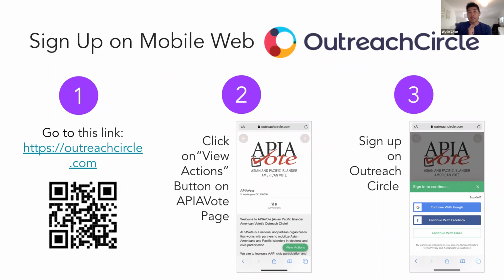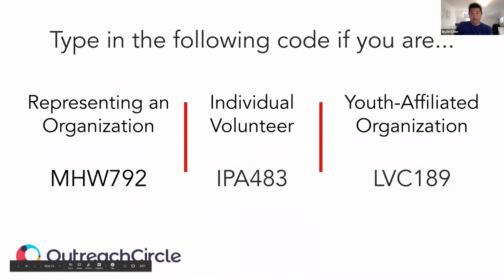What will pop up is the sign up page. Actually, you know what? It'll go straight to Outreach Circle. It won't take you to APIAVote. It'll take you straight to Outreach Circle, and then you have to sign up as you would have with the app. You go to step 3, you sign up, and then you want to plug in the code here. Let me actually type it in here, and then that way, if you're still working on it and we're still moving ahead, you can refer back to it here.